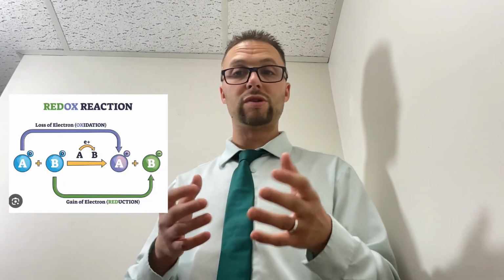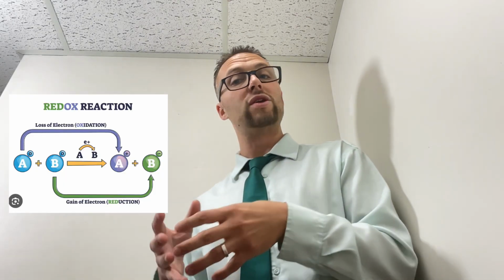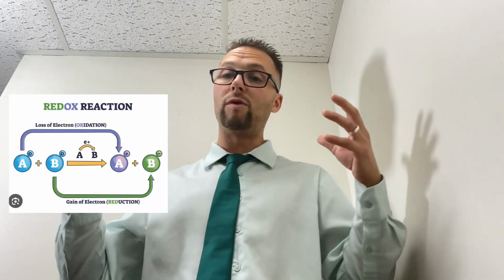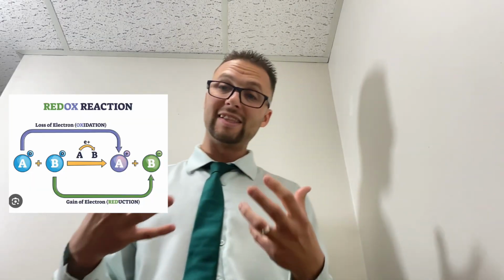Now, as we've stated in previous videos, redox reactions occur when one substance gets reduced, or gains electrons, and another substance gets oxidized, or loses electrons. These two half processes come together to form one giant redox reaction. Now, when we're balancing these reactions, we have to pay attention to two things.